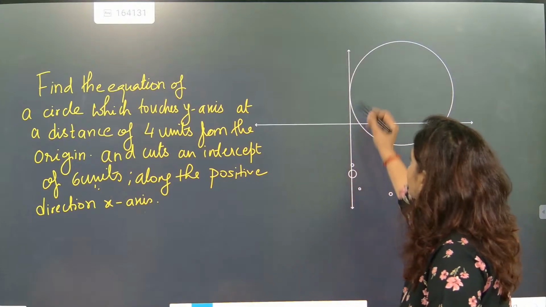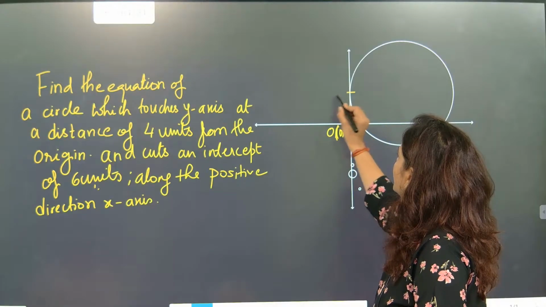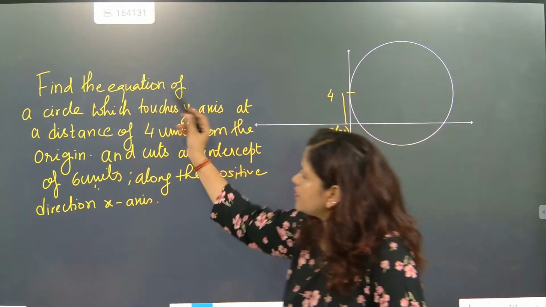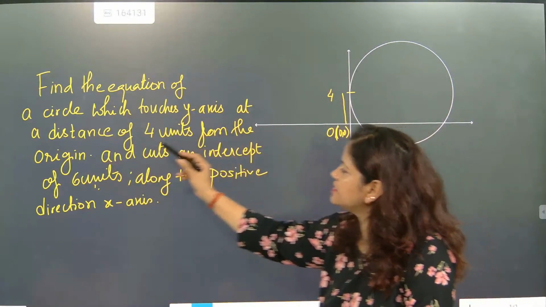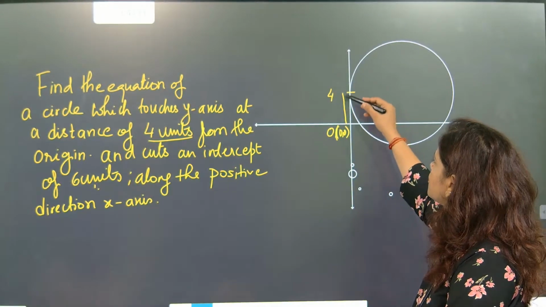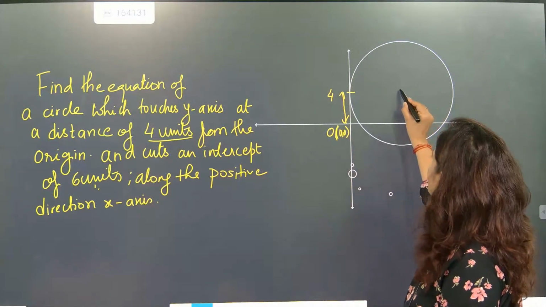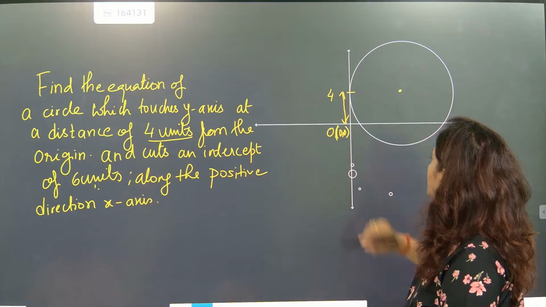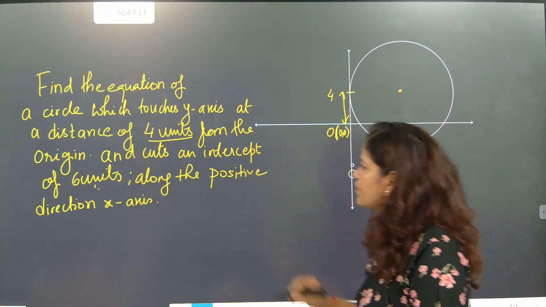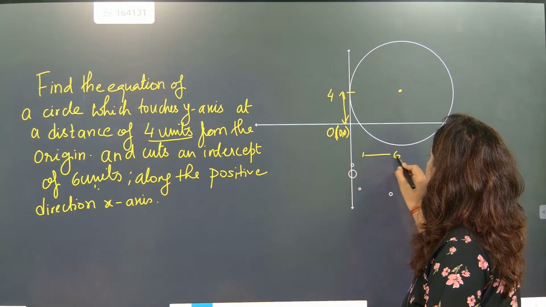So beta, here this is origin, and this part will be coming as 0 comma 0, and it is exactly at a distance of 4 unit. Understood? So the equation of the circle which touches the y-axis at a distance of 4 unit from the origin. This is the first part. So now we are going to write this section here, again equidistance part, and cuts an intercept of 6 units along the positive direction. So this total distance is considered as 6 units.